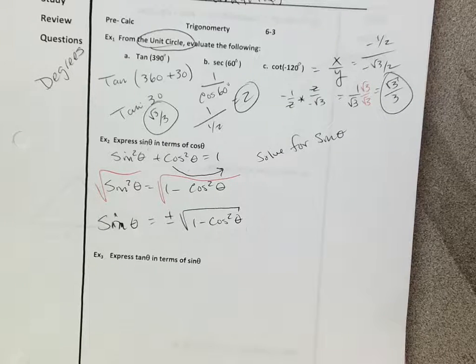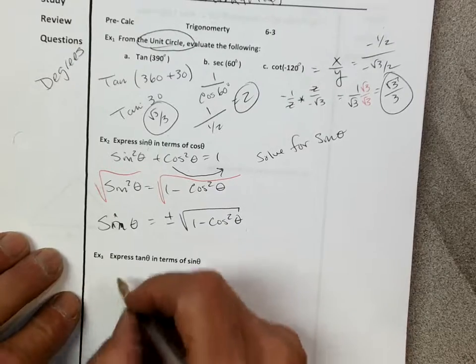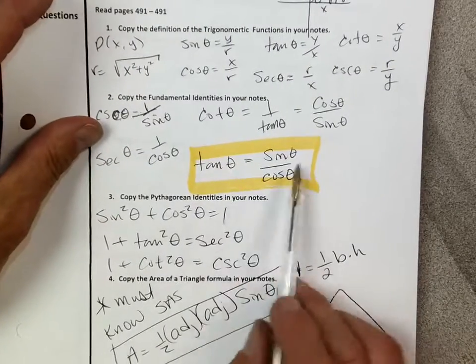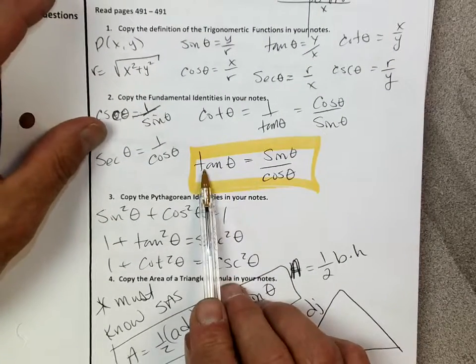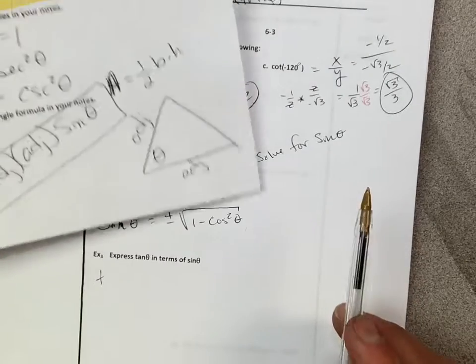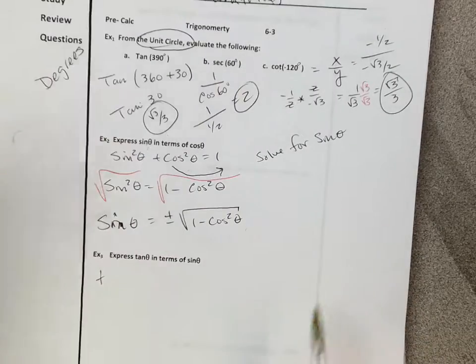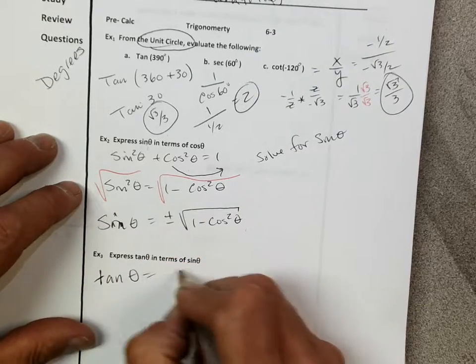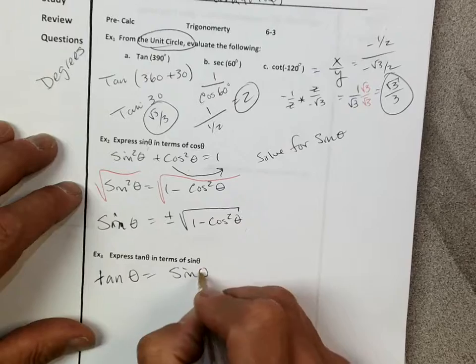Okay, now the next one is express tangent in terms of sine. So to do tangent in terms of sine, I've got to come up with some expression for tangent. If I look at my notes, I had just circled it, remember? Highlight it. Let's write tangent as sine over cosine, and then I'll probably be able to kick out the cosine in a second.